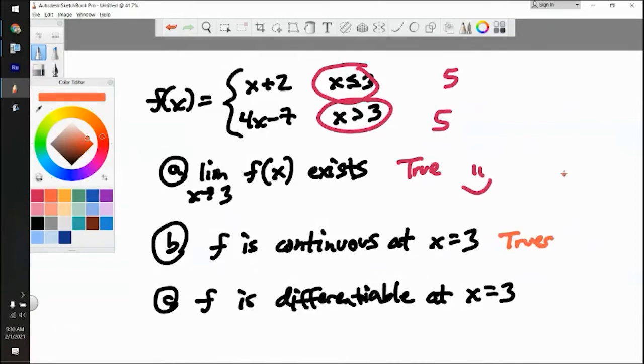Okay. I don't know why I wrote true. This one right here shows where it's equal as well. If you just plug in 3, it's 5. These both agree, so it is true as well.